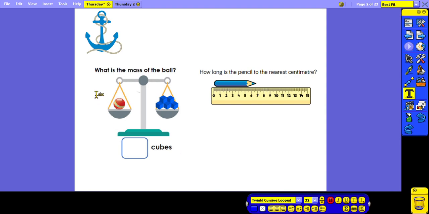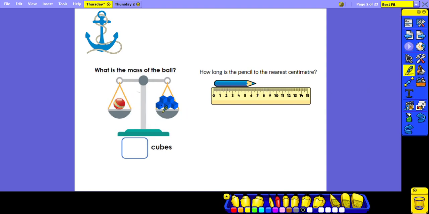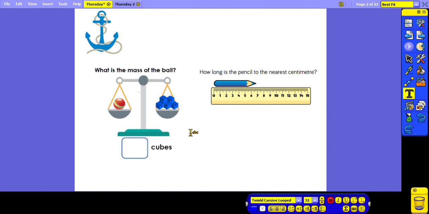So the first one, what is the mass of the ball? We can see the scales are balanced. We've got the ball on one side, and on the other side there are 1, 2, 3, 4, 5 cubes. So the mass of the ball is 5 cubes.